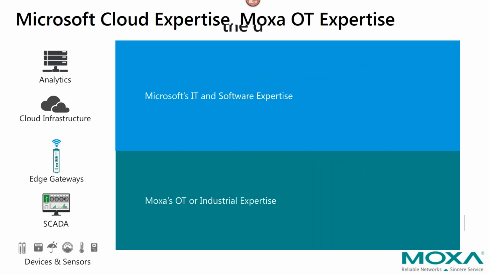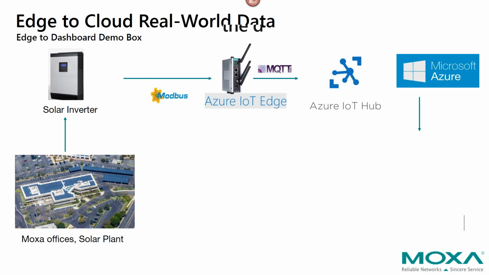This really is a collaboration between the convergence of OT and IT, and we're excited to be working closely with Microsoft. So let's go a little further and show you a real-world application. Today, our corporate headquarters in Orange County, California, has a solar system that we use to charge electric vehicles and generate power. We have taken this system, and over Modbus, we've connected that to a solar inverter.